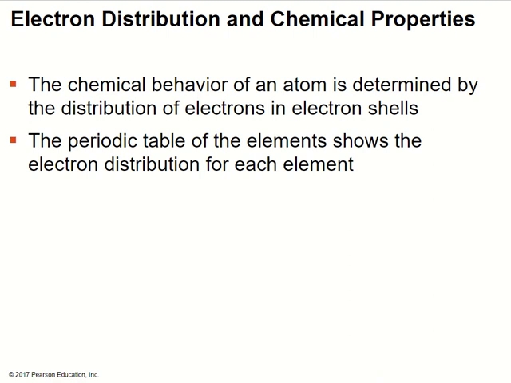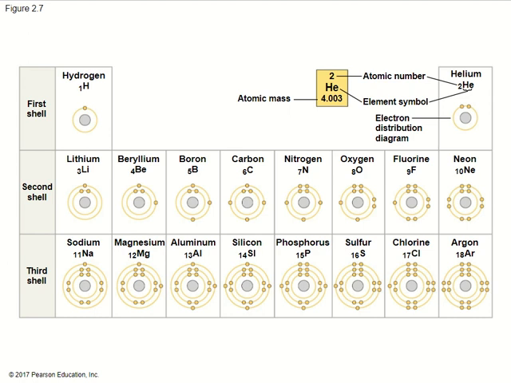Electron distribution and chemical properties. The chemical behavior of an atom is determined by the distribution of electrons in its electron shells. For example, does it have enough electrons to balance the positive charge in its atomic nucleus, or does it not have enough, and therefore is an overall positive ion, or does it have too many electrons and become a negative ion, or is it neutral? The periodic table of elements shows the electron distribution of each element.